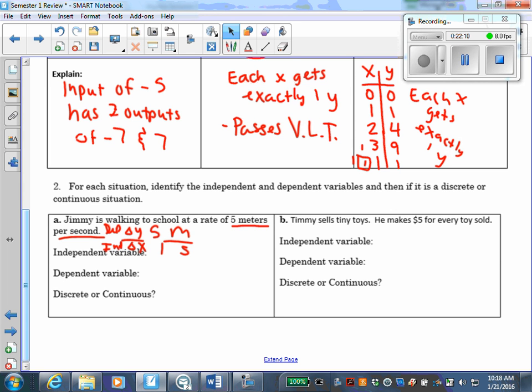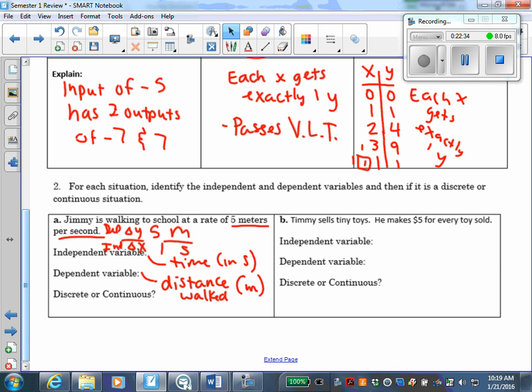So our independent variable is time, which is in seconds. Our dependent variable is telling us his distance walked, and that's telling us in meters. So if we were going to make a graph of this, we would have time on the bottom, distance on the side. Is it discrete or continuous?